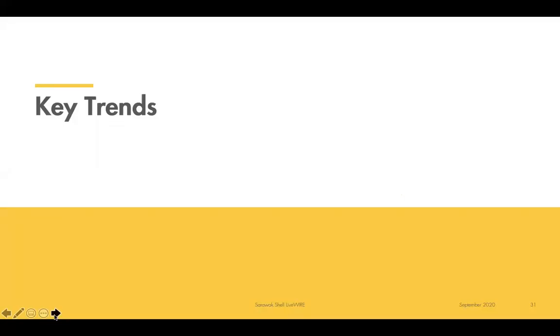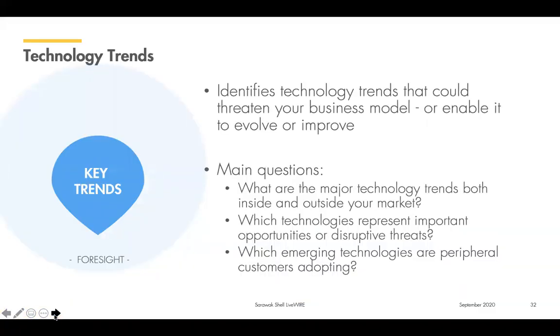I'll go to key trends. Key trends are dealing with things relating to what will happen in the future. So key trends, one of the most common ones is technology. What are the major technology trends both inside and outside your market? Technology doesn't always just mean digital and phones and all that. It can be new machineries. Nowadays you have IoT or new machineries that make you more efficient, right?